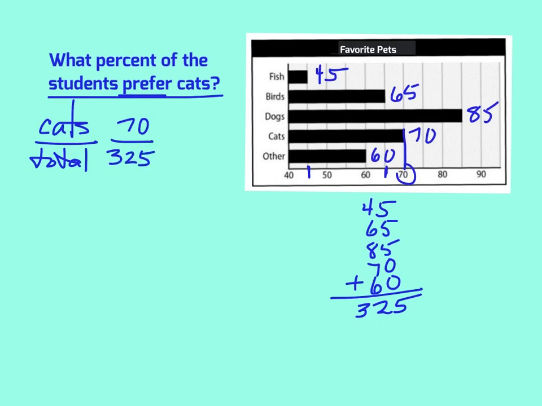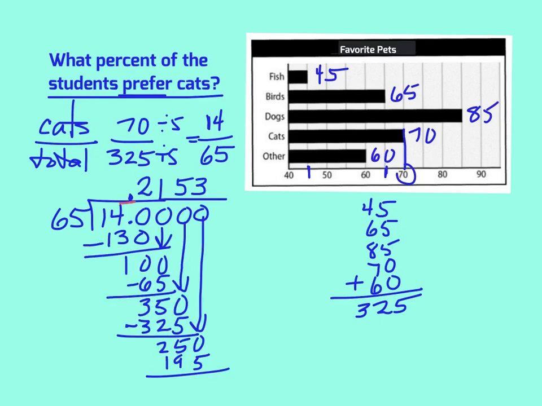So now rather than just dividing 70 by 325, let's reduce this fraction. We could reduce by 5s. So that would give us 70 divided by 5 is 14. And 5 goes into 325 65 times. So let's work that problem instead. 14 divided by 65. Remember, the top dog gets the house. The numerator goes into the division box.